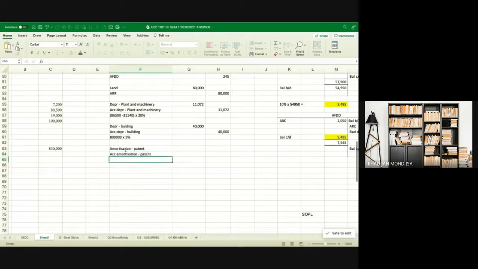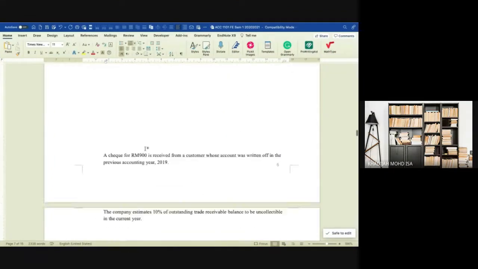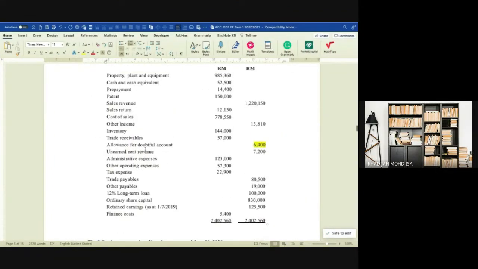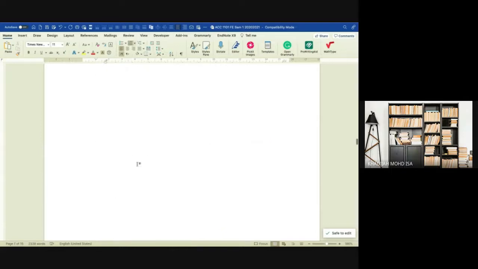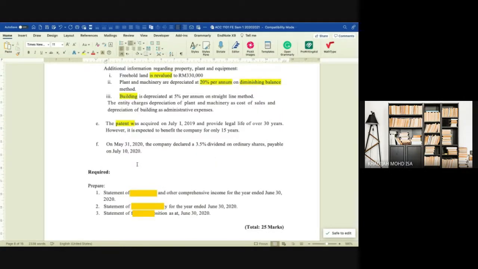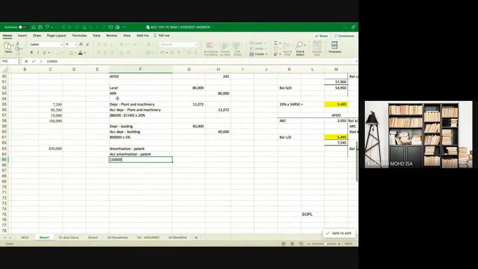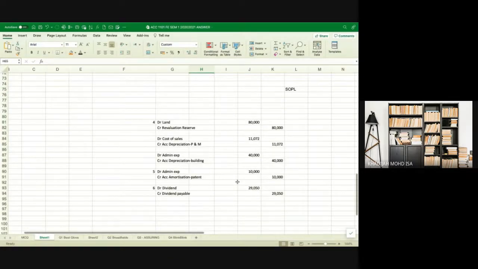But how are you going to compute the amortization for the patent? How much is the cost of the patent? Patent here you have 150,000, right? And then it will be used for how many years? For 15 years. So you have to use this, all right? They're expected to benefit the company for 15 years. So 150,000 divide by 15 years, so you have 10,000 per year amortization for your patent, all right? 10,000. What is the answer? Yeah, it's 10,000.